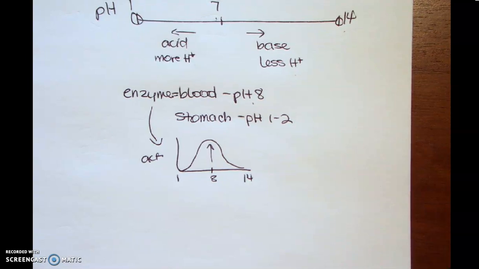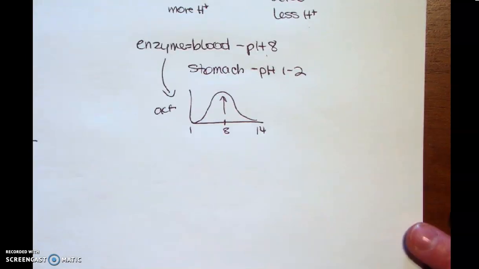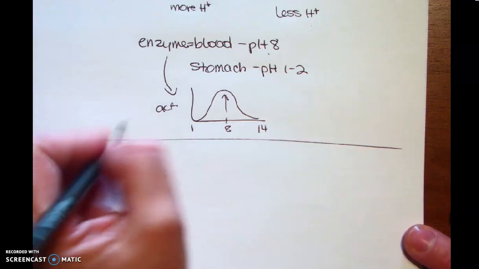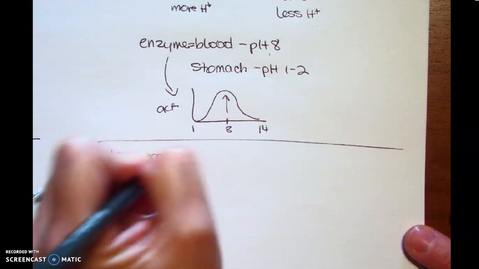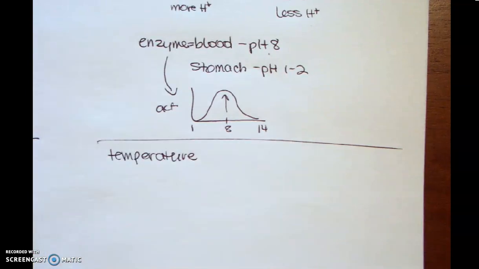All right, the second one is I can explain how temperature can affect enzyme function. So temperature is a measure of the kinetic energy of molecules. And so the more they're moving, the higher the temperature you're going to see. There's more kinetic energy, and so when you measure it, you get a higher number on the thermometer.